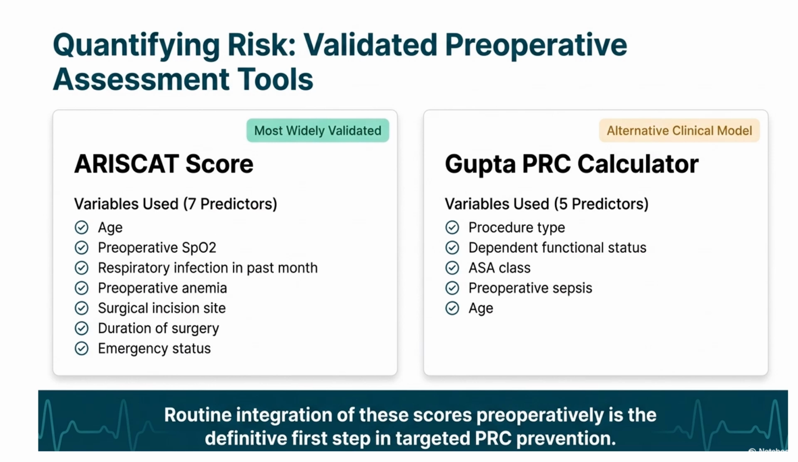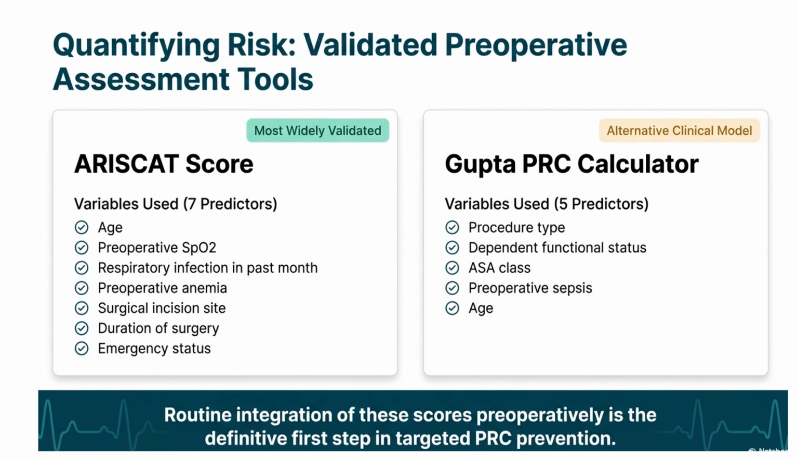So how can you predict the risk of post-operative respiratory complications? Predictive scores include the ARISCAT score and the Gupta PRF calculator. The most widely validated one is the ARISCAT score. Its variables are 7 predictors: mainly age, preoperative saturation, respiratory infection in the past month, preoperative anemia, surgical incision site, duration of surgery, and emergency status. This calculator is widely available on the internet, so you can use the ARISCAT score to predict the risk of post-operative complications.